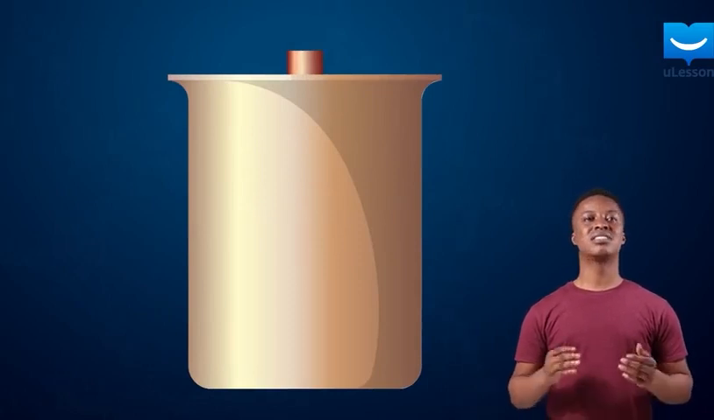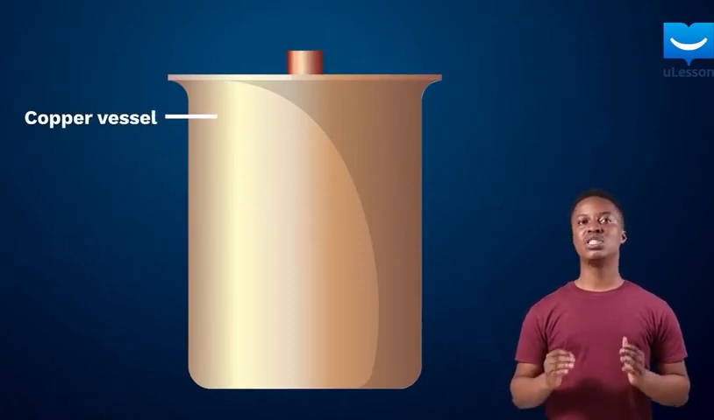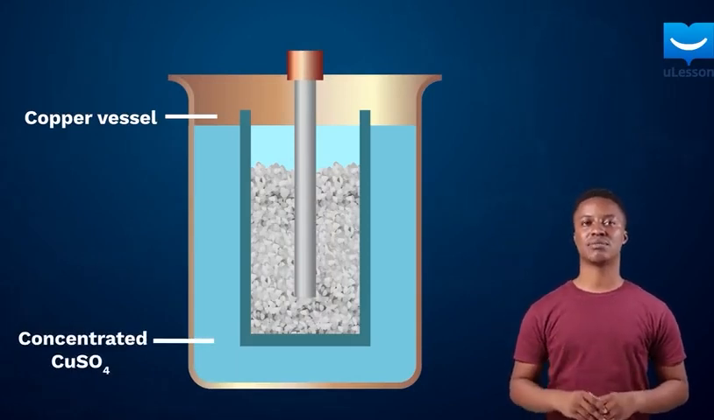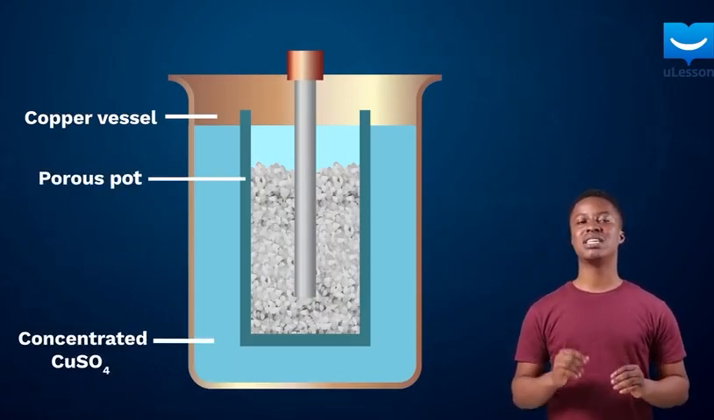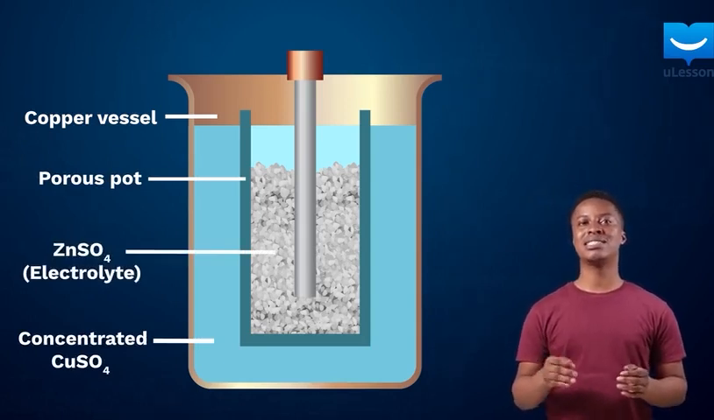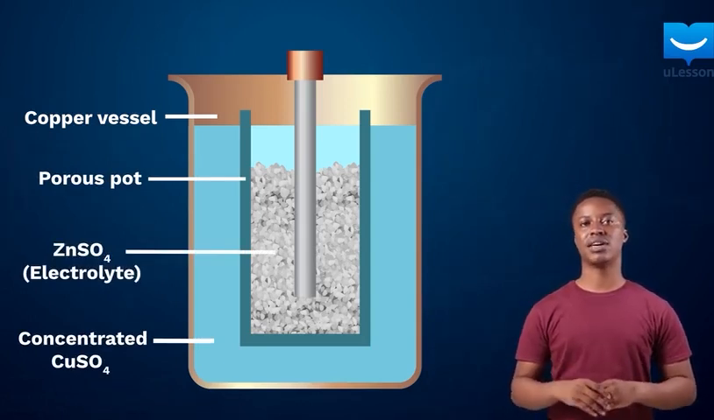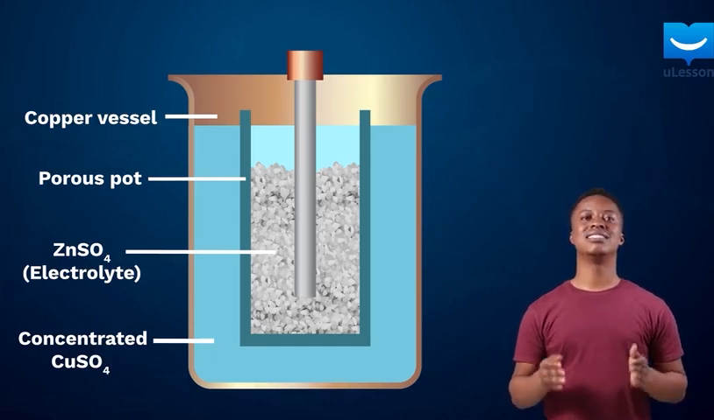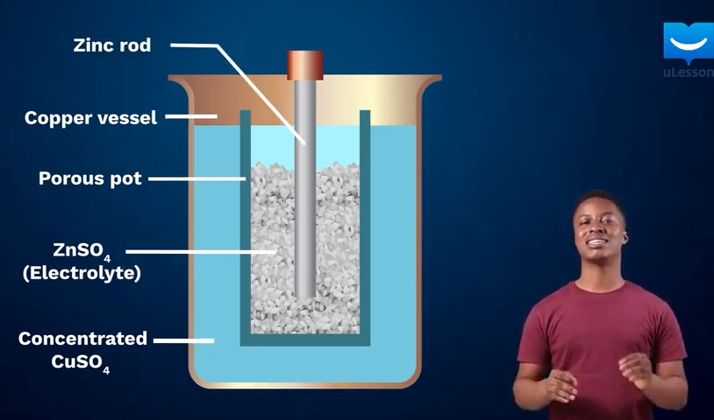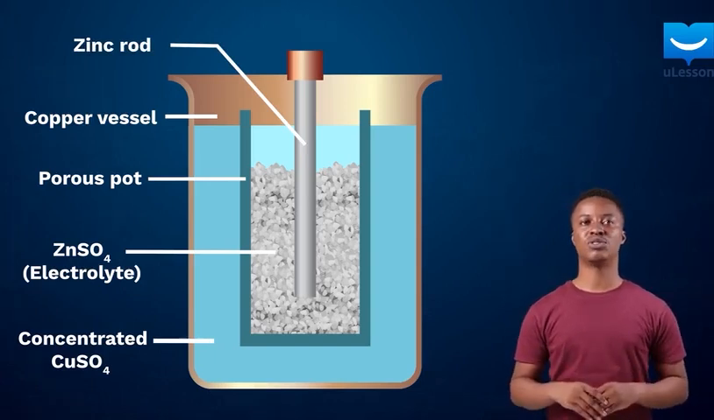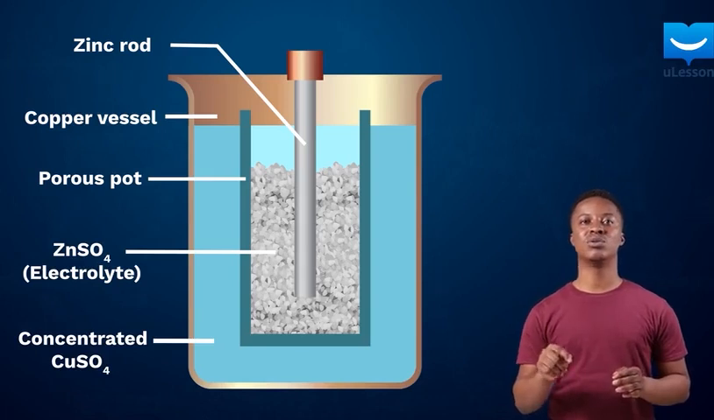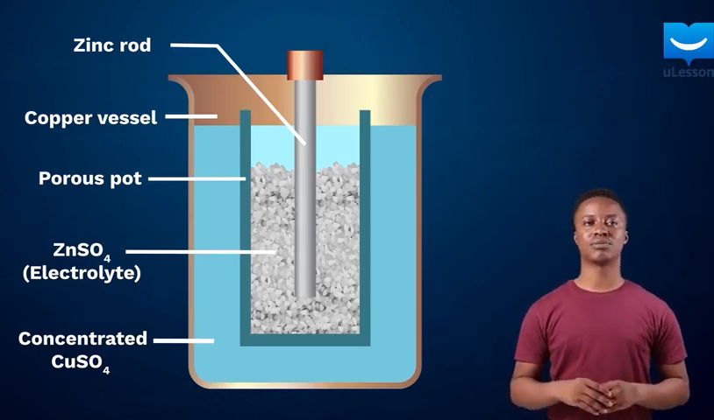As you can see, the cell is a copper vessel which contains a concentrated solution of copper(II) tetraoxosulfate(VI). A porous pot containing a solution of zinc tetraoxosulfate(VI) is also placed inside the copper vessel as seen here. Inside the zinc tetraoxosulfate(VI) solution is a zinc rod which acts as the anode or negative electrode, while the copper vessel itself acts as the cathode, that is, the positive electrode.